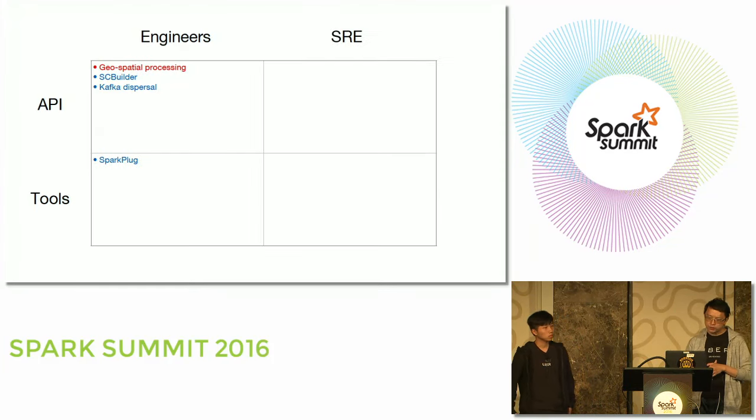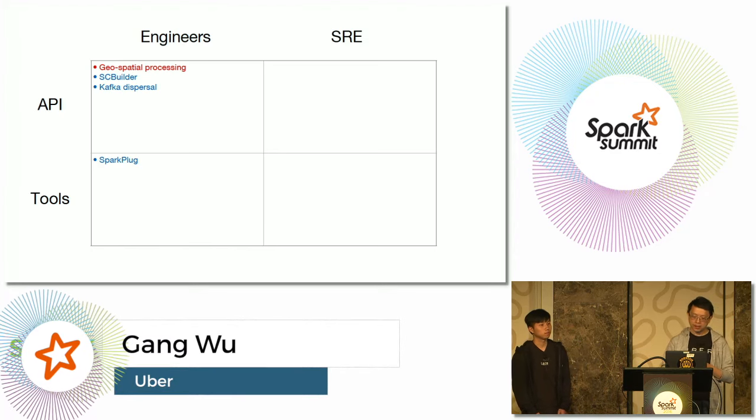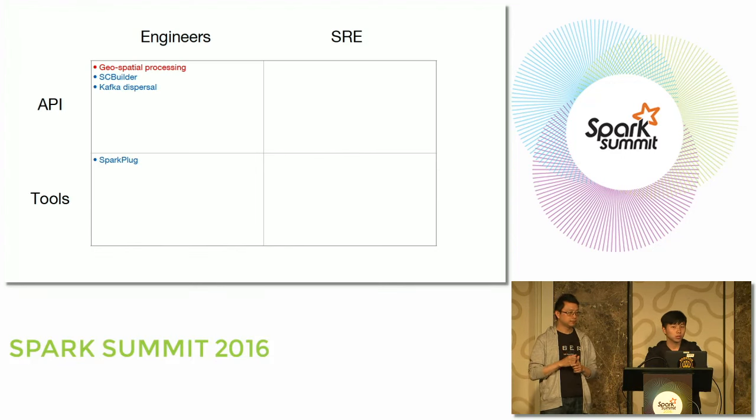And I go over like 3 features in the UDK. Now I'll pass it to my colleague, Gan. He's going to cover like 2 more features. Thanks, Kevin. Hi, I'm Gan, and now let me introduce Geospatial Processing API in UDK.